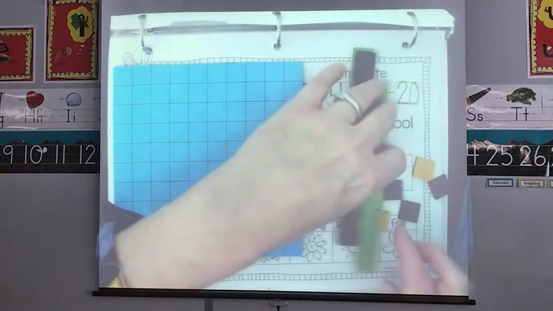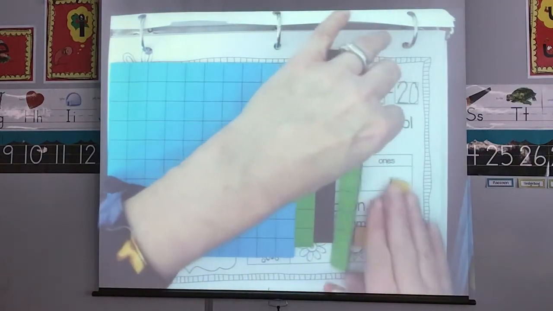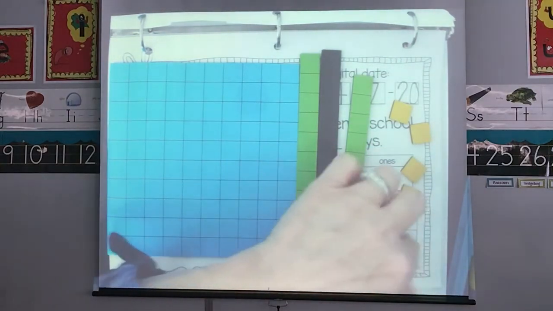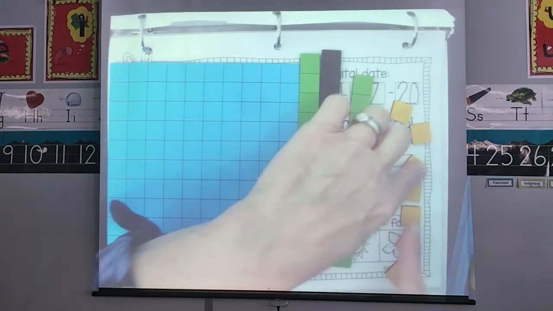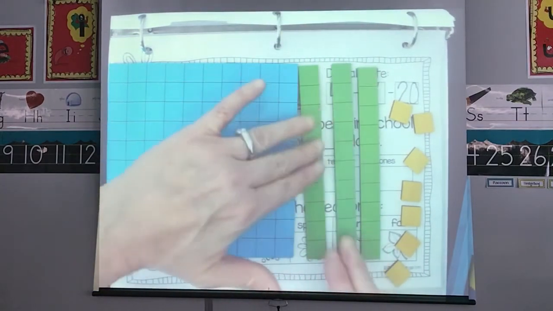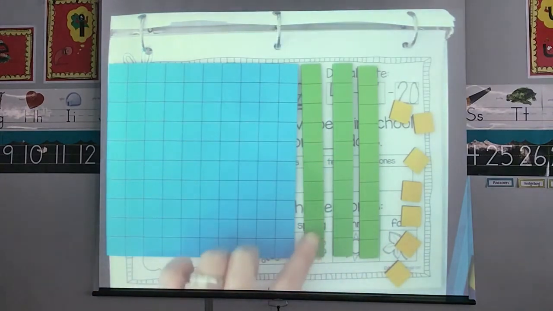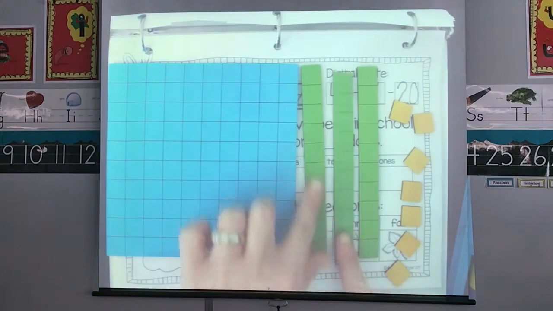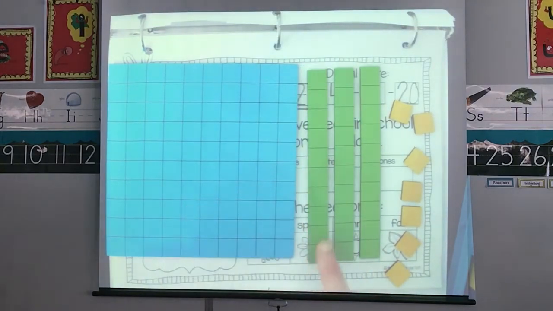Okay, we're moving on to our 10s. We have our 10s all in a line here, and then we have our little ones that are yellow here on the end for today's how many days we've been in school. So let's count our 10s, and if we were to count this, 1, 2, 3, 4, 5, 6, 7, 8, 9, 10. Each one has 10. So now we can count by 10s.